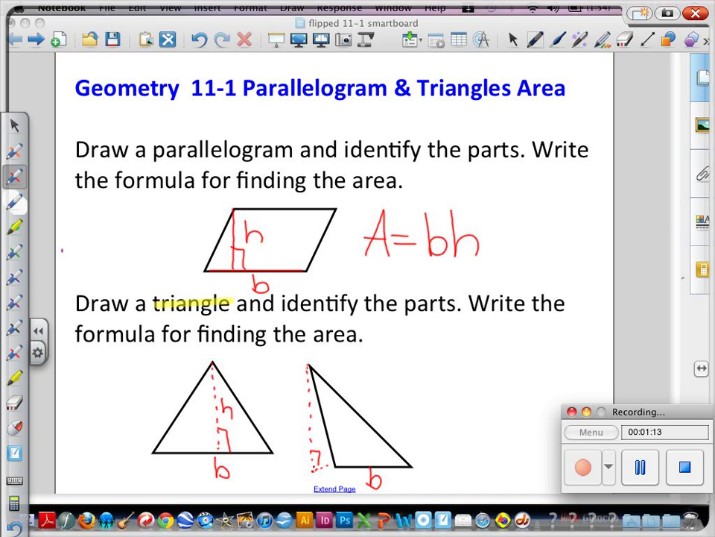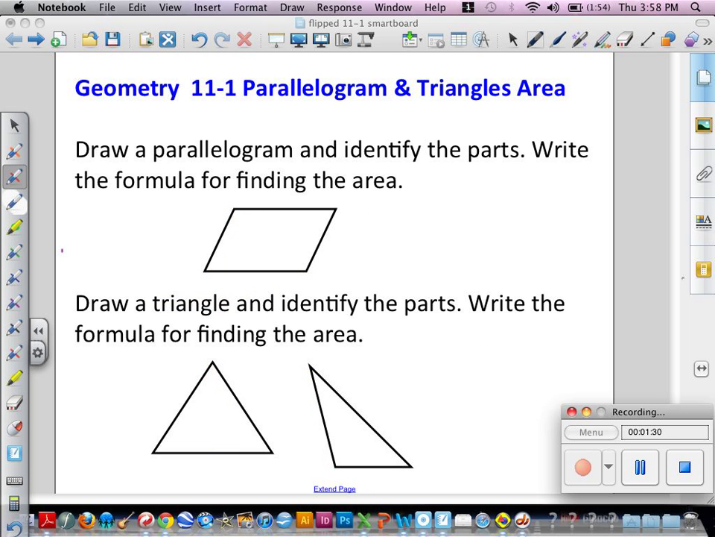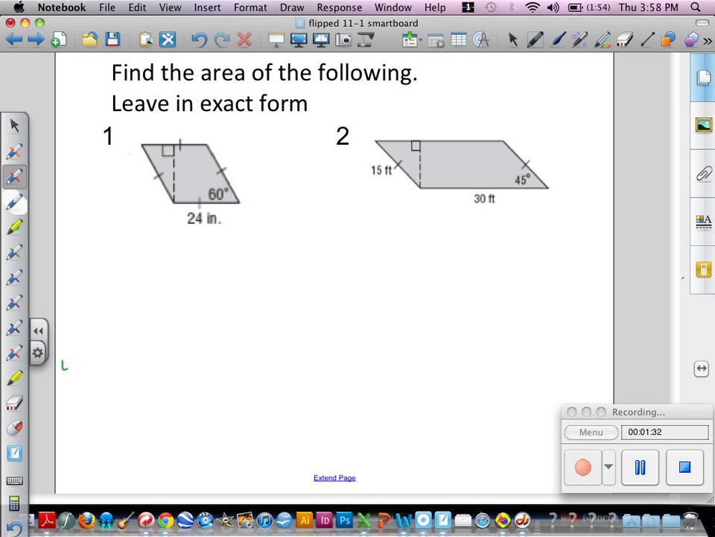To find the area of a triangle, you take your base times your height and then divide by 2. Those formulas you should be familiar with from middle school. Let's move on to the problems that we have in our notes sheets. Examples number 1 and number 2 say find the area of the following and leave it in exact form. That means we're going to leave these in radical form.